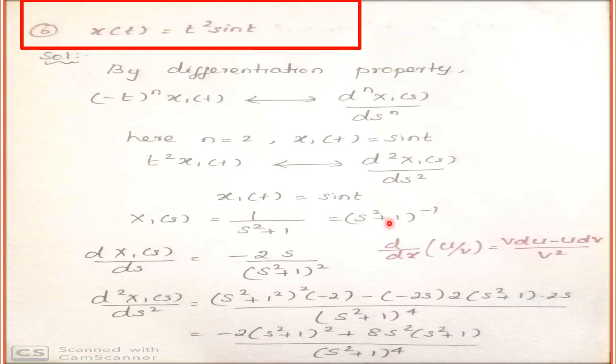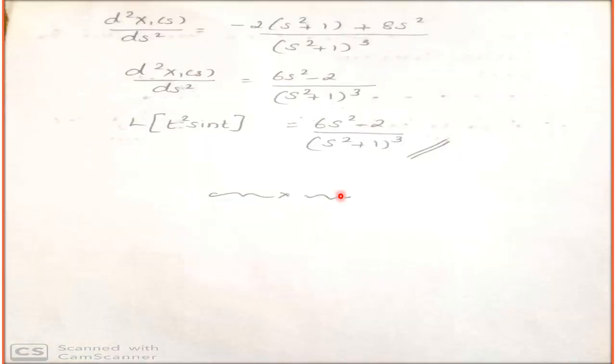That is equal to s square plus 1 the whole power minus 1. Here we have to differentiate it 2 times since it is d square. First time differentiation gives minus 2s divided by s square plus 1 the whole square. On second time differentiation you get minus 2 into s square plus 1 the whole square plus 8 s square into s square plus 1, divided by s square plus 1 the whole power 4. That is equal to minus 2 into s square plus 1 plus 8 s square divided by s square plus 1 the whole cube. So the Laplace transform of t square sin t, on simplifying this, is 6s square minus 2 divided by s square plus 1 the whole cube.